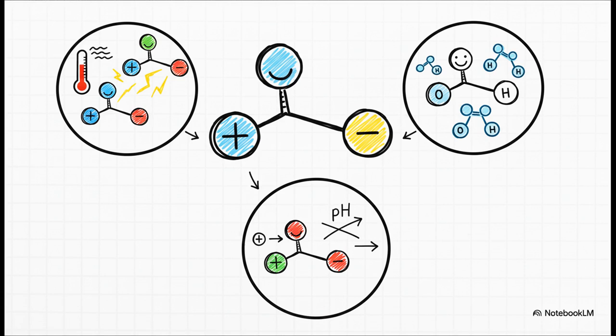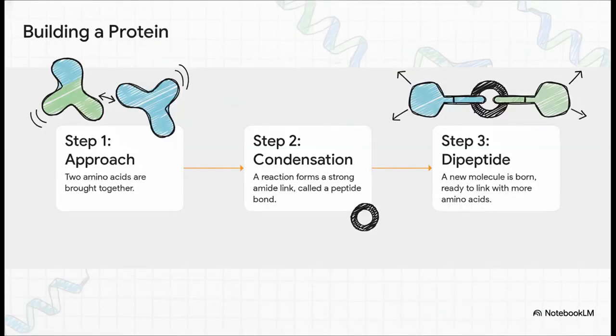So how do we get from these individual amino acids to a giant protein? It happens when the acid group of one amino acid reacts with the amine group of another. This reaction forms an incredibly strong and stable amide link, which in biology we call a peptide bond. And this is why the amide's neutrality is so important.